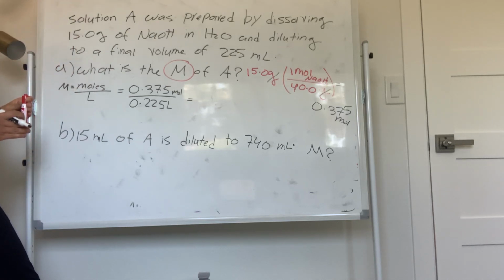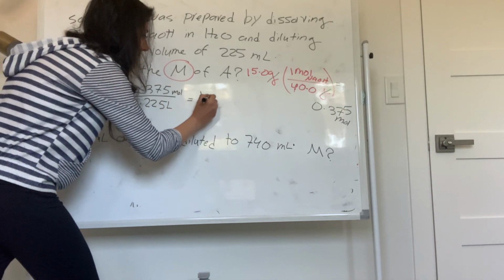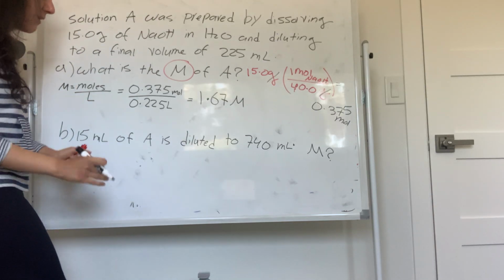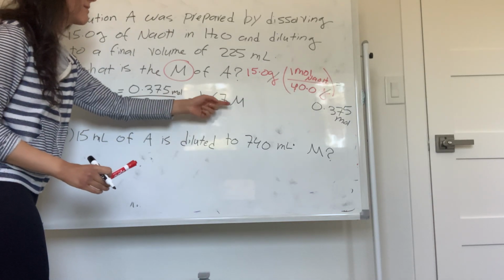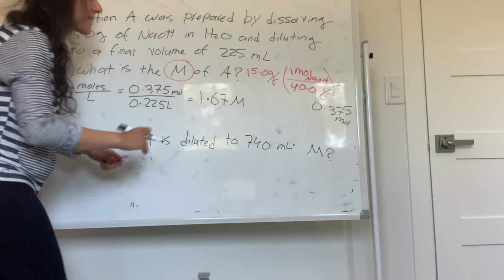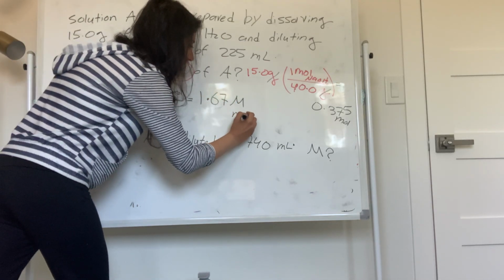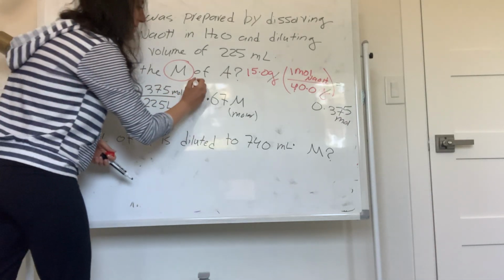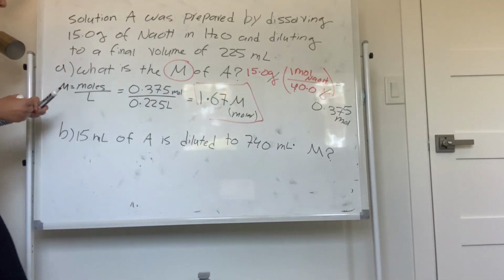What I end up getting is 1.67 molar. And if you want to be cool, you don't say 1.67 molarity, you say 1.67 molar. That's what cool chemists call it. Yeah, so that will be the molarity of this solution.